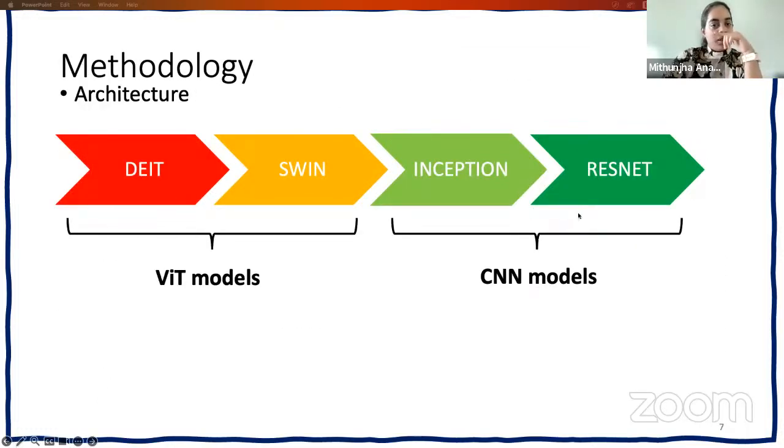Here I have color coded from red to green. This is red because the DeiT model is a purely transformer model. It does not have any inductive bias. But with the Swin transformer, they use self-attention with a hierarchical structure to embed some kind of inductive bias. And CNN models always have this inductive bias. So the inductive bias is increasing from one end to the other.